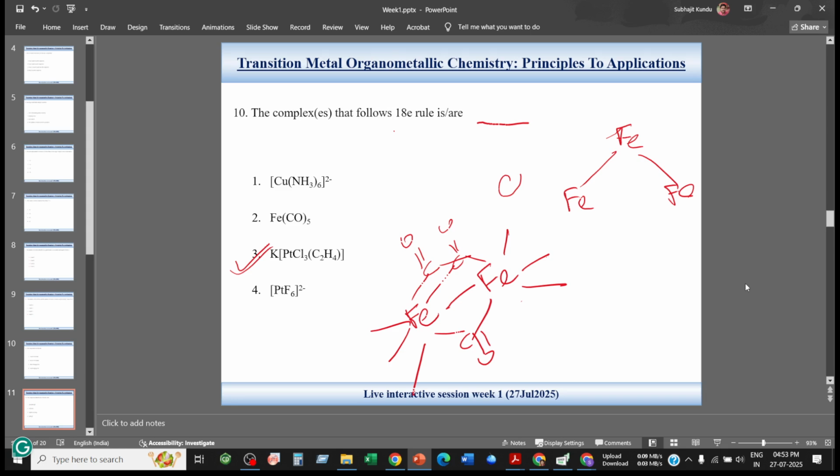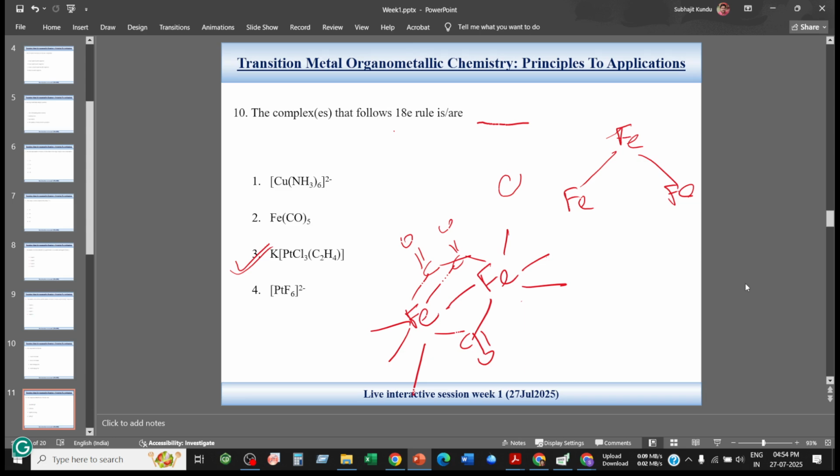And then for the iron, tell me. Iron has 8 electrons plus 5 into 2 electrons from carbonyl, that will be 10. So 10 plus 8, 18. So option 2 is correct. Then option 3, K, Pt, L3. Platinum here is actually like a nickel complex, so 10 electrons plus 3 ligands, 10 plus 3 plus 2, that is 15, and there will be one minus, plus 1, 16 electrons.